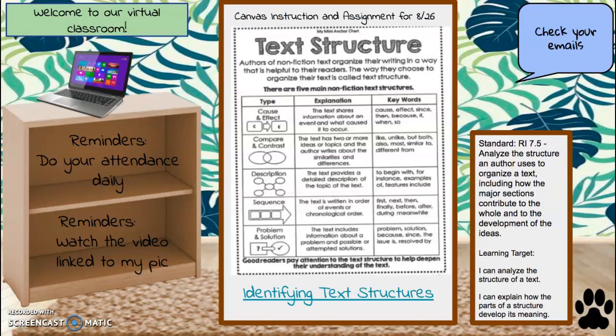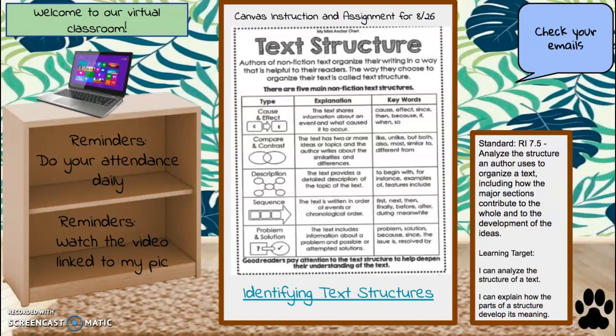The first one is cause and effect. Okay? One thing happens, then another thing happens. Okay? The text shares information about an event and what caused the event to occur. Some keywords: cause, effect, since, then, because, if, when, so. So when you see those words, those are trigger words that let you know there's a cause and effect structure going on in this selection.